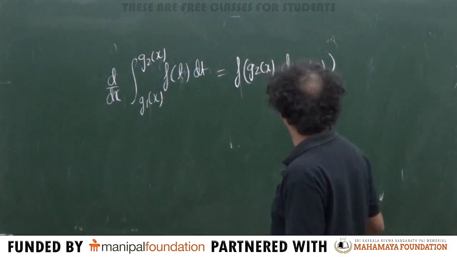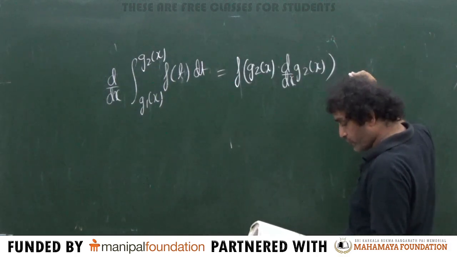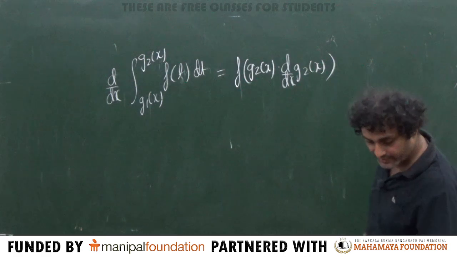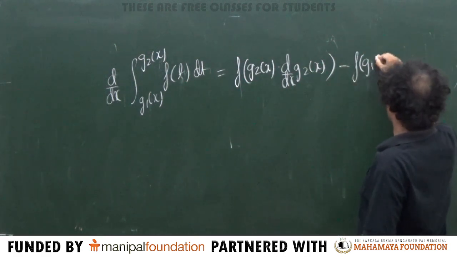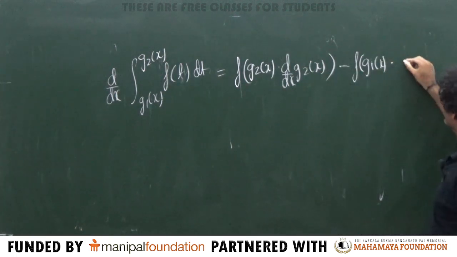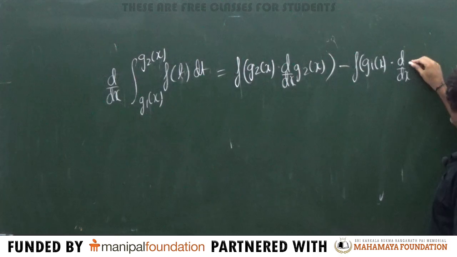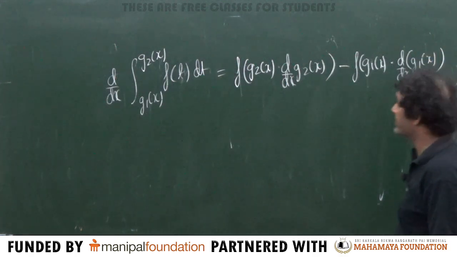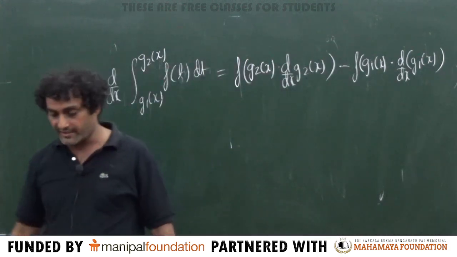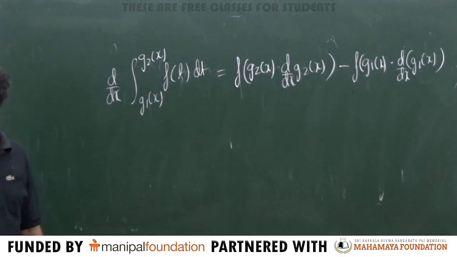Got it? After that you have to do minus, always upper limit minus lower limit, minus f of g1(x) into d by dx of g1(x). That means differentiate this again and write it, and it's done. This is integral, okay? Differentiation of integral things.